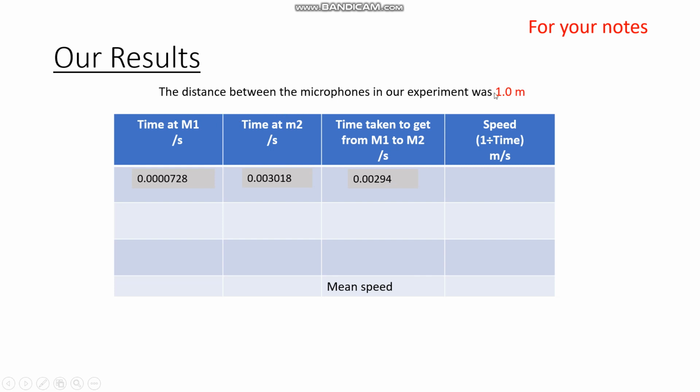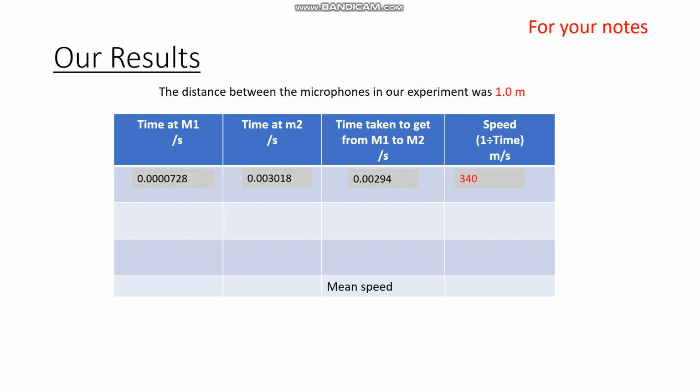Now I've told you here that the distance separating the microphones was 1 meter. So to calculate the speed, we use distance divided by time. In this case, it's 1 divided by 0.00294, which gives us 340 meters per second. Remembering that the correct speed at 20 degrees Celsius is 346, that's not a bad result.